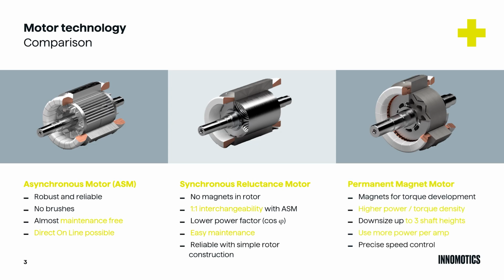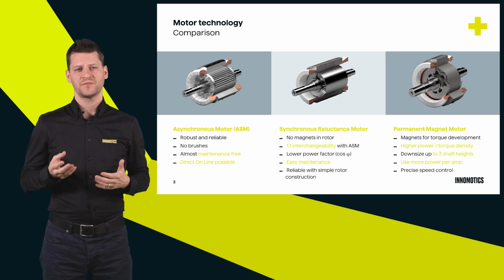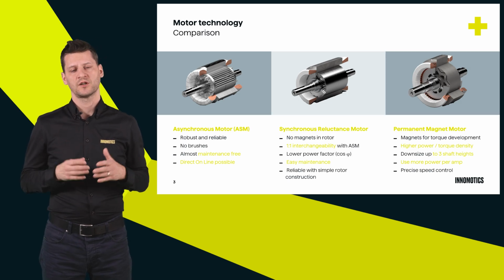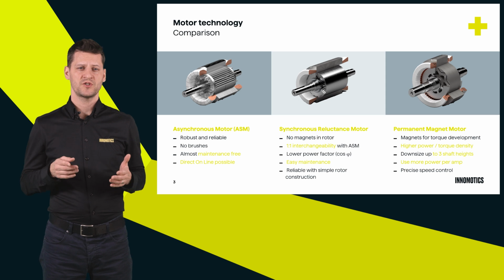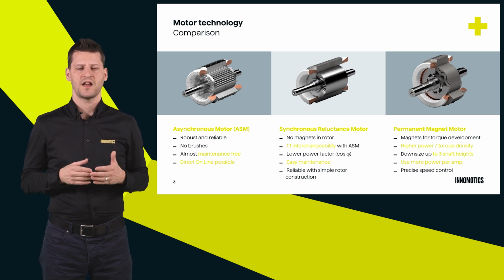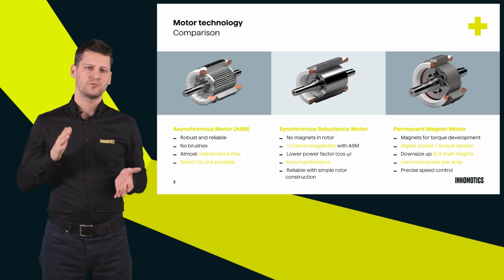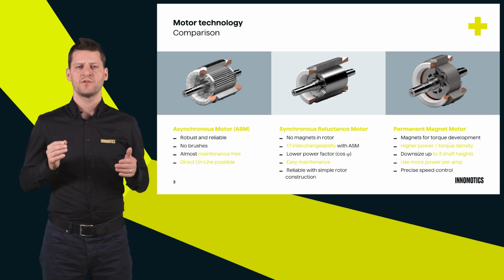Last but not least are the permanent magnet motors. We have permanent magnets inside of the rotor to help the developing of the torque in the complete speed range and especially in the low speeds. The high power density and the potential of reducing the frame size up to 3 shaft heights is very important for many machine builders.